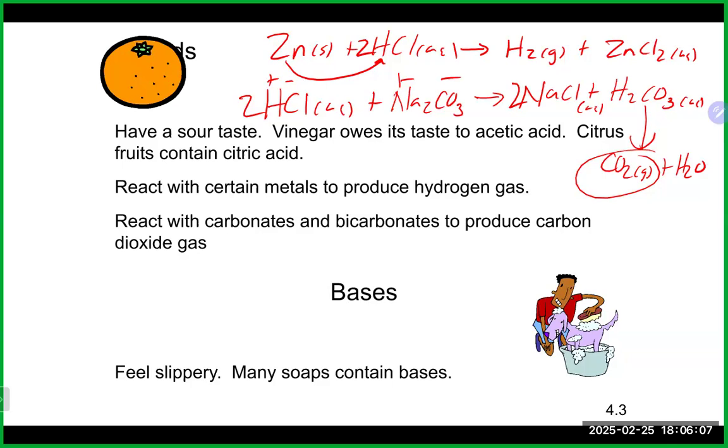Bases, on the other hand, feel very slippery. A lot of soaps are bases. Drain cleaner, that type of stuff, are bases as well. A lot of our bases, or strong bases, do come from group 1 or 2 on the periodic table. That's where we have our alkali metals and our alkaline earth metals.